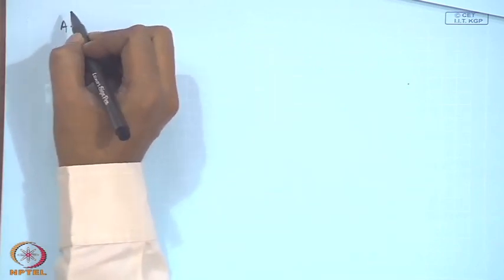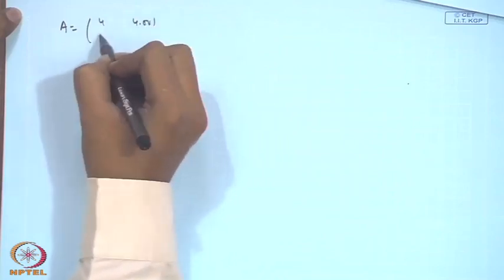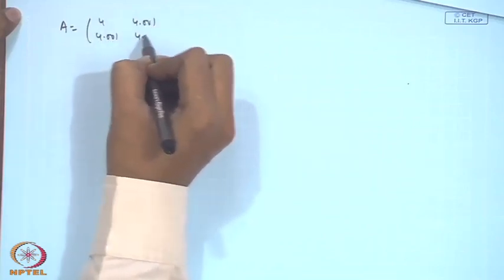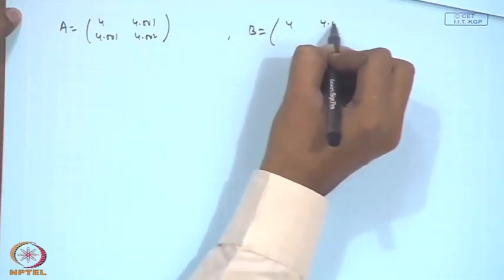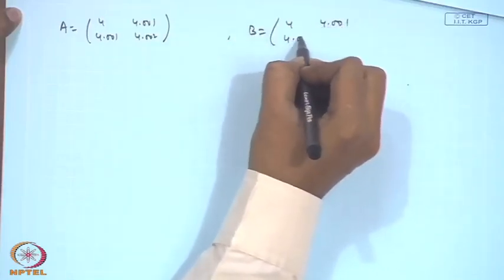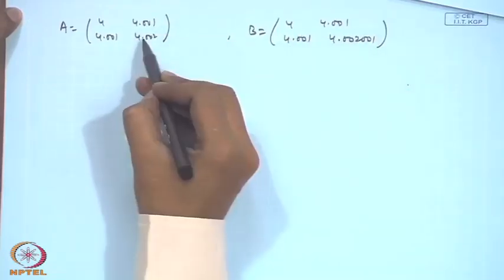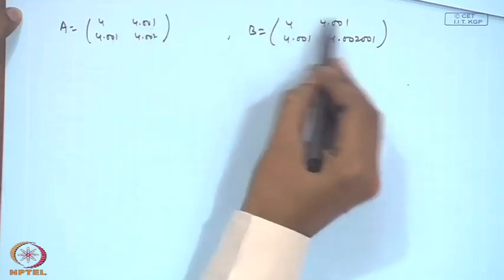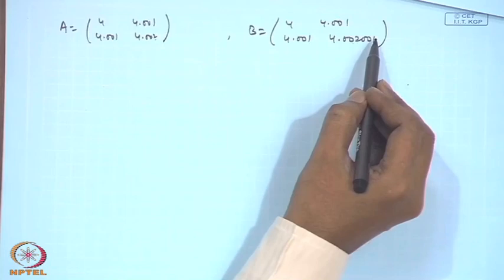Let us take, say, A is equal to 4, 4.001, 4.001, 4.002, and B is equal to, say, 4, 4.001, 4.001, 4.002001. You can see here that in A and B, three terms are exactly the same. The fourth term I have modified only by adding 0.000001. Okay, only that much difference is there.